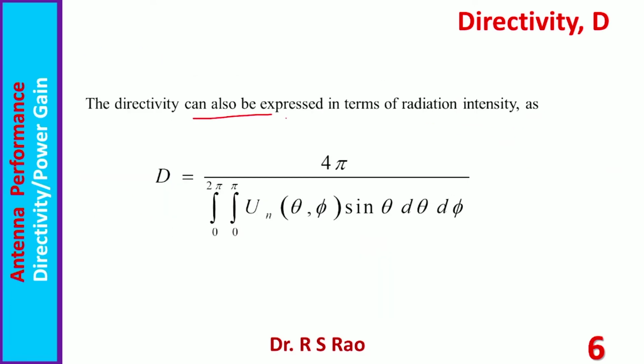The directivity can also be expressed in terms of radiation intensity as D is equal to 4 pi by the integral 0 to 2 pi, 0 to pi of Un(theta, phi) sin theta d theta d phi. Un stands for normalized radiation intensity.